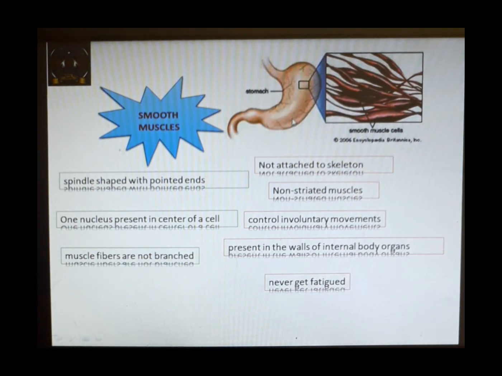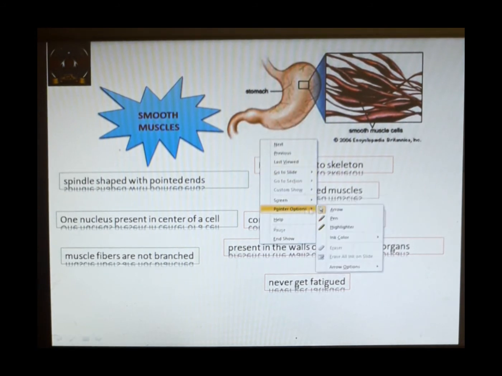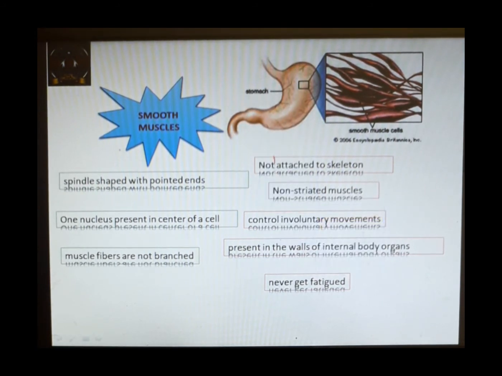The intestine also shows presence of muscles. The esophagus also shows presence of muscles. So all these muscles which are present in the walls of internal body organs, and are nowhere attached to our skeleton, are known as smooth muscles. So this point we have covered here. Let me use the pointer. They are nowhere attached to the skeleton, and they are present in the walls of the internal body organs. Now the question comes, why are we calling them smooth muscles?